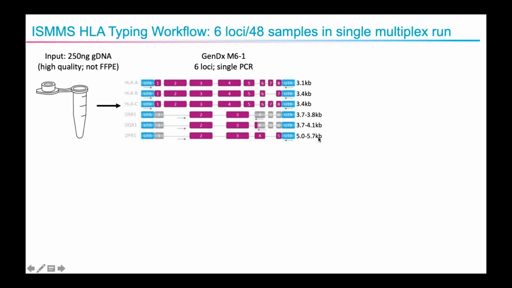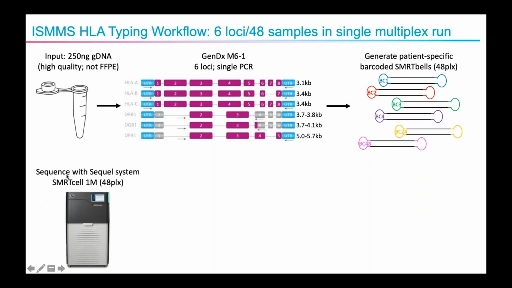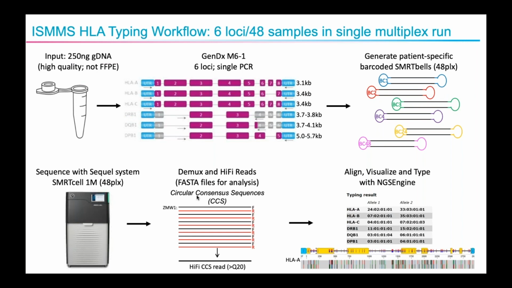These amplicons then are used to generate SMRTbells as previously described, although we do use a barcoded adapter set that allows us to generate a specifically barcoded library per patient. So each of these libraries contains all 6 amplicons that can then be multiplexed into a 48-plex, which we then sequence on the Sequel system using the SMRTcell 1M. These reads are then generated into HiFi reads after data is collected using the circular consensus sequencing algorithm.